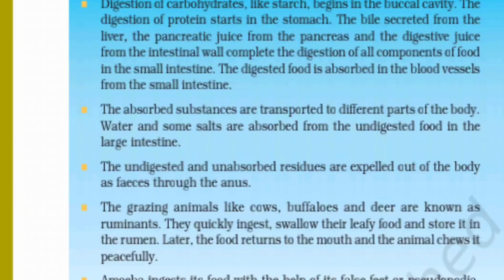The digested food is absorbed in the blood vessels from the small intestine. The absorbed substances are transported to different parts of the body. Water and some salts are absorbed from the undigested food in the large intestine. The undigested and unabsorbed residues are expelled out of the body as feces through the anus.